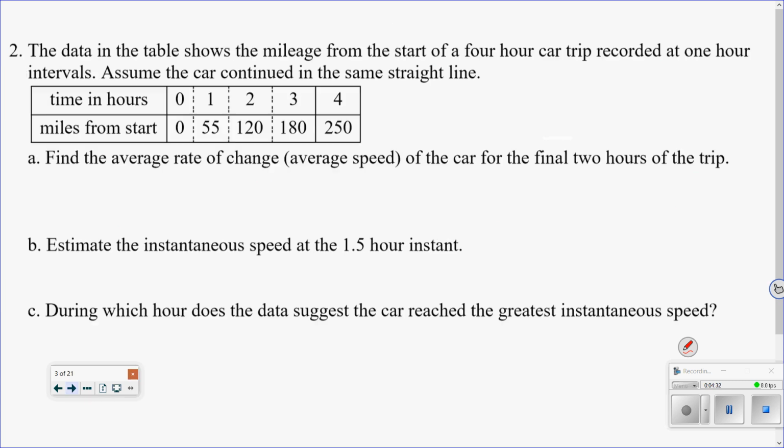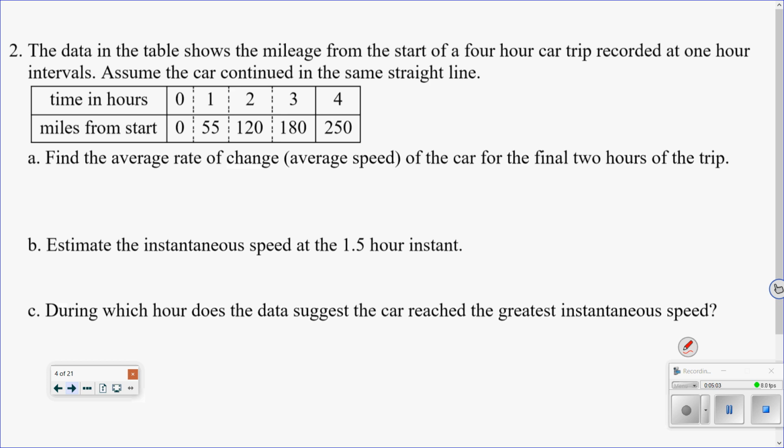Hopefully that makes sense. All right, so now talking a little bit about time and applying our rate of change to this. It says the data in the table shows the mileage from the start of a 4-hour car trip recorded at 1-hour intervals. Assume the car continued in the same straight line. Okay, so it says time in hours and miles from start. It says find the average rate of change, or the average speed of the car, for the final 2 hours of the trip.